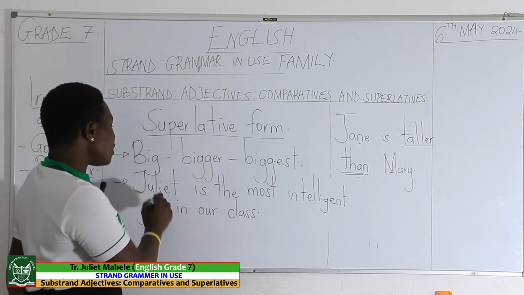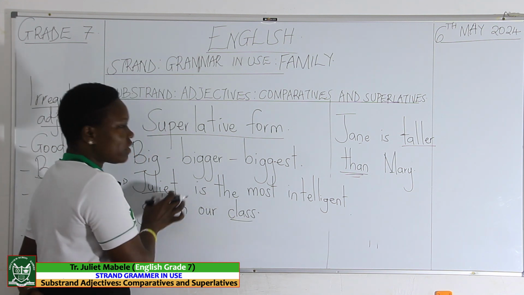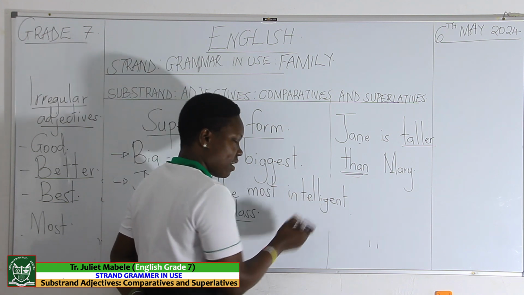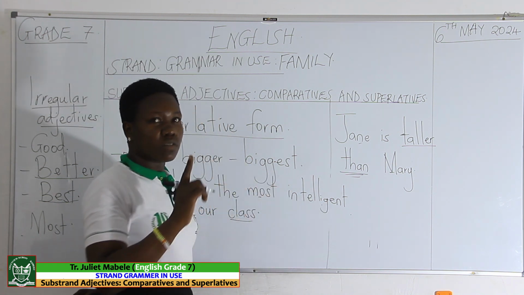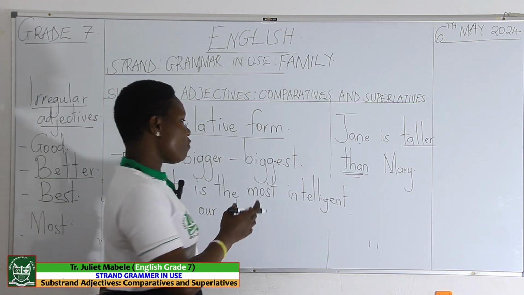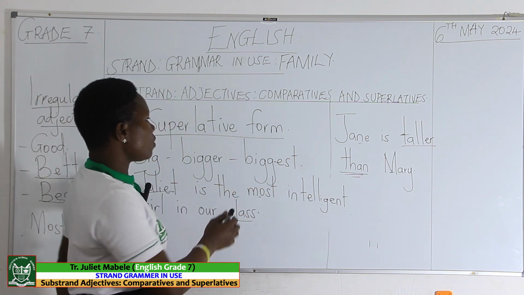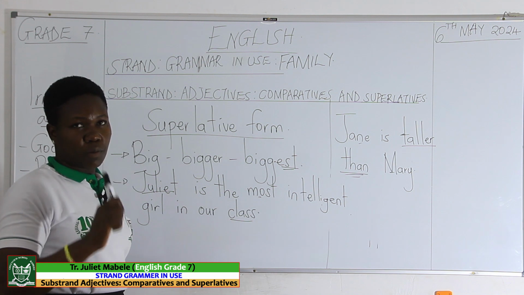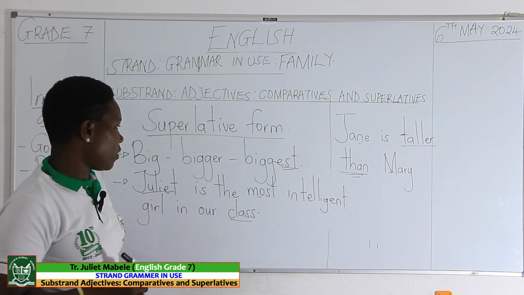So, we are comparing Juliet to the whole class. So we use the superlative form of the adjective intelligent. And I want you to keep in mind that I have introduced the word most. When you are writing the superlative form of words, we either introduce the word most, or we use the suffix est to form the superlative form of that same adjective. I hope we are together to that point.